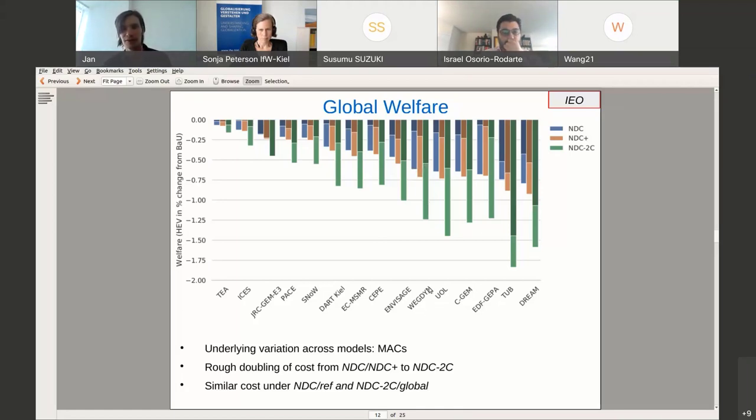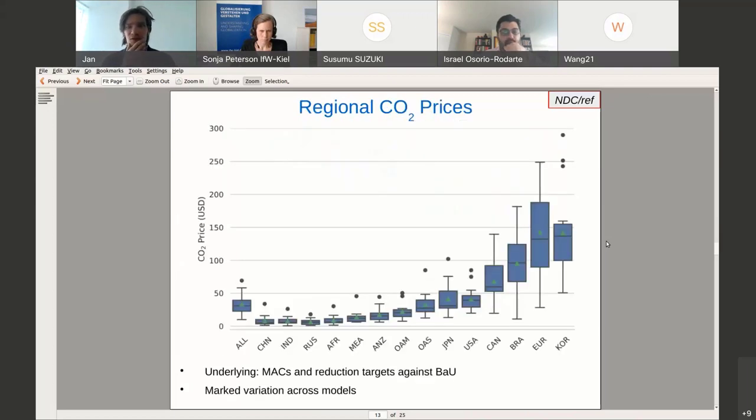So for example, here in the Wegdin model from Austria, we see that the darker shaded green bar is in the same range as the lighter shaded blue bar, which is the case for the majority of models. So that's one interesting result coming out of this Paris parameterization that we have here. This is the global perspective, or the global side of the results.